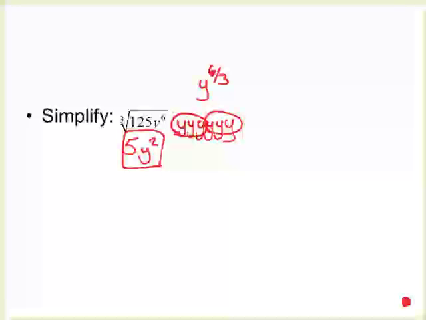What does 6 thirds reduce to? 2. So you can just take your power and divide it by the root, and that will be your new exponent. Okay? So visually, you can see what's happening when you write out the 6 of them and group them up in groups of 3s. But when we talked about those fraction exponents, we said the top is the power, bottom's the root. So you do 6 divided by 3 and get 2. So we have y squared.